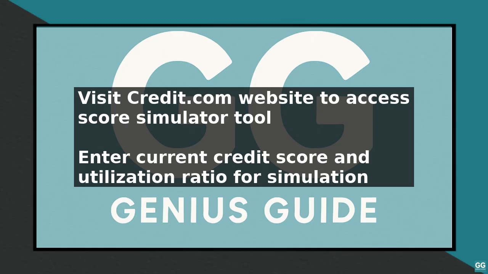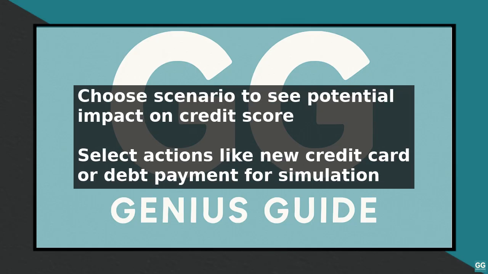Next, you will be presented with various scenarios that can affect your credit score, such as applying for a new credit card, paying off debt, or missing a payment. Choose a scenario to see how it may impact your credit score. The simulator will then calculate the potential impact on your credit score based on the scenario you selected. You can try multiple scenarios to see how different actions may affect your credit score.